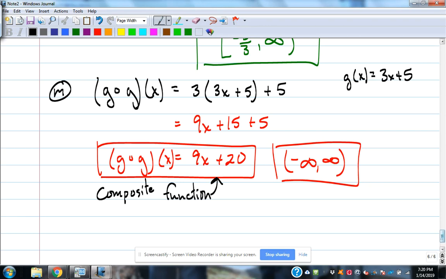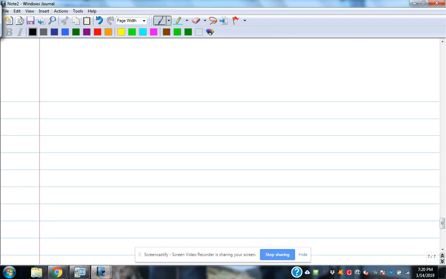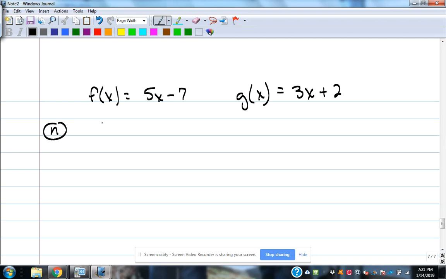All right, let's do one more thing. Same idea though. So let's say we had two functions. Let's say we had f of x was 5x minus 7 and g of x was 3x plus 2. Something like that. And they ask us to find g composed with f of 3.